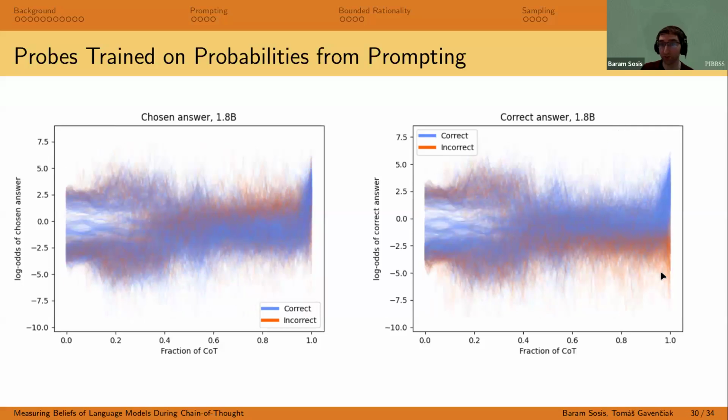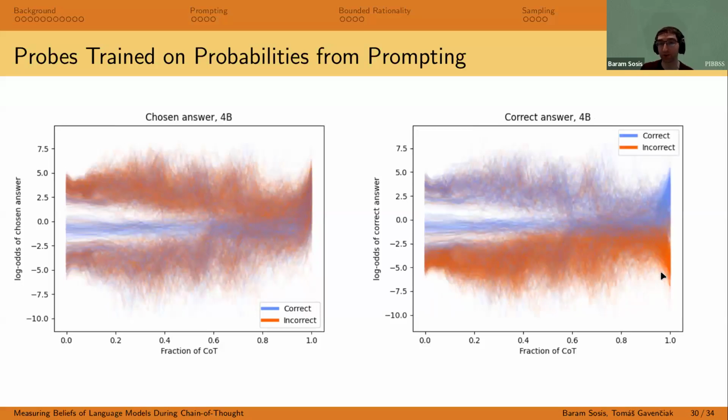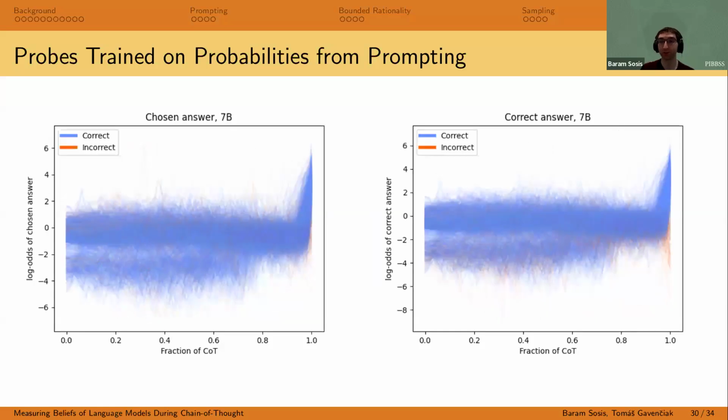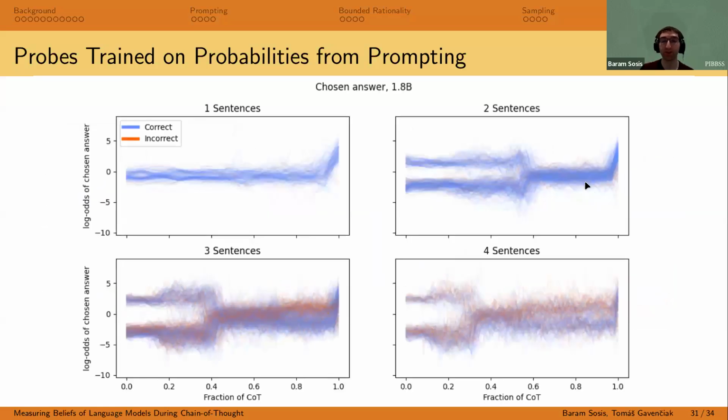But these two, the 1.8 billion and the 4 billion, they're doing something really strange here. So what I did was I broke it up by number of sentences in the chain of thought. So when there's only one sentence in the chain of thought, it looks pretty normal. It is over here on the left.